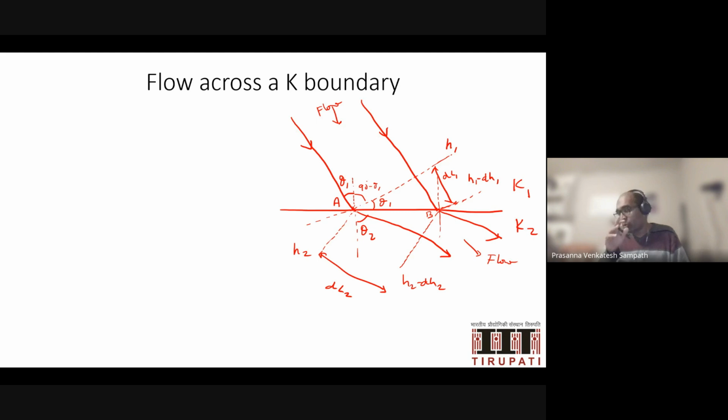And then once it crosses from the region K1 to the new region K2, the flow is actually getting diverted or deflected at an angle, let's say theta 2. That is what is happening here, where I have these two zones with two different hydraulic conductivities, K1 and K2.